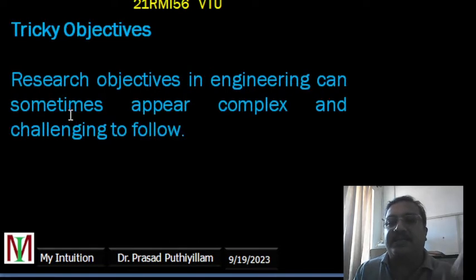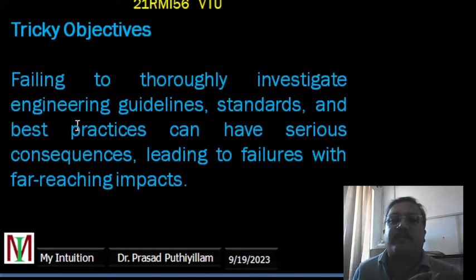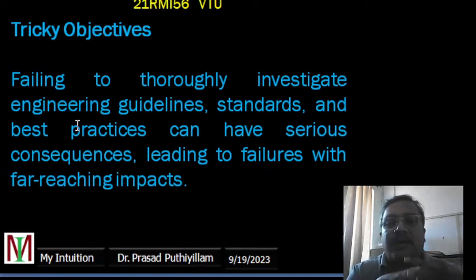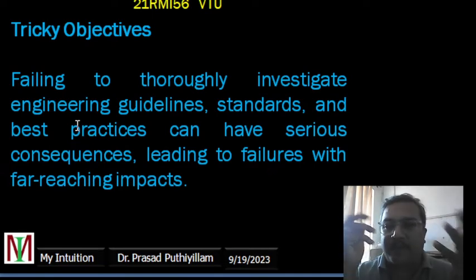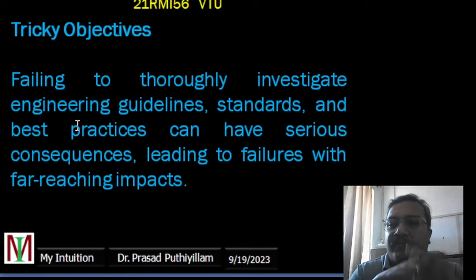The research objectives in engineering can sometimes appear complex and challenging to prove. So it is a very tricky objective. Engineers need to navigate through a maze of information to solve a problem effectively. So you should have enough information collected before you prepare an objective for your research. Failing to thoroughly investigate engineering guidelines, standards, and best practices can have serious consequences, leading to failures with far-reaching impact. If you are not properly prepared, and simply keep an objective and go on using false methods and wrong methods, and the false results you show will have a very bad impact.